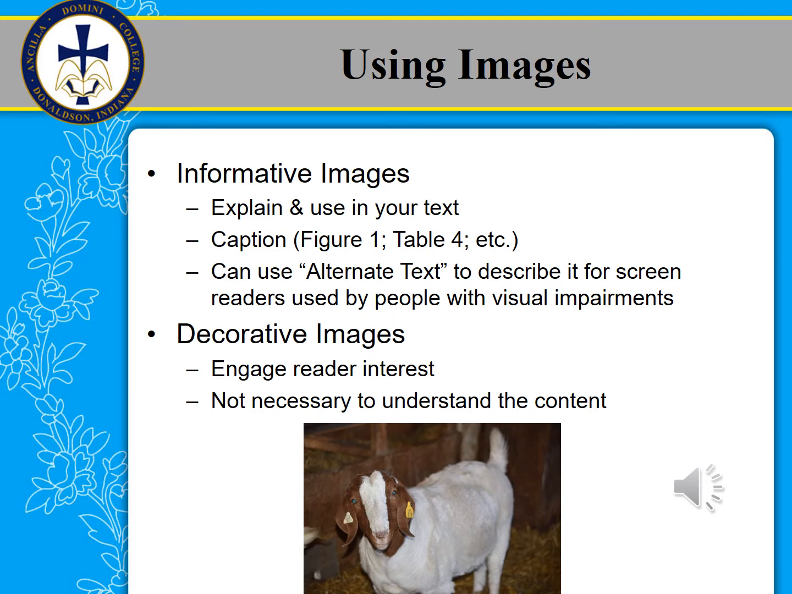We have a couple of different kinds of images. One would be informative images. So these are images that you can explain and use in your text. And an example of that I see in student papers often is, for example, if you're providing information about the number of drug busts in each county in Indiana.